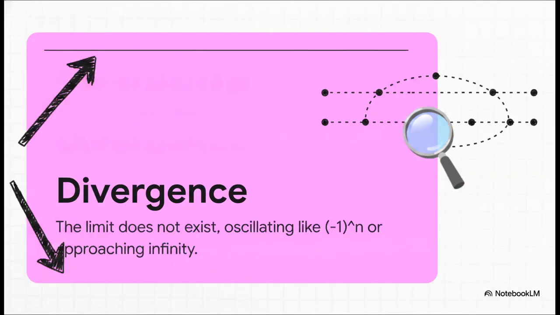But on the flip side, we have divergence. A sequence diverges if that neat single limit simply doesn't exist. And this can happen in a few different ways. The sequence might just shoot off endlessly into positive or negative infinity, or it could wildly bounce back and forth forever, kind of like the classic example of (-1)^n. That one just endlessly oscillates between -1 and +1 without ever actually settling down.